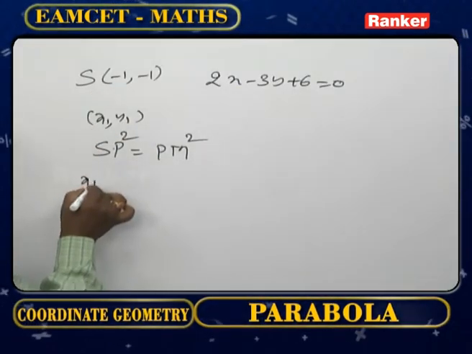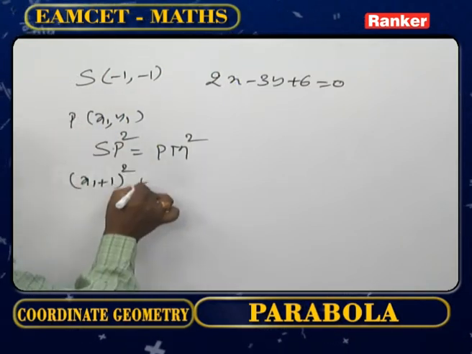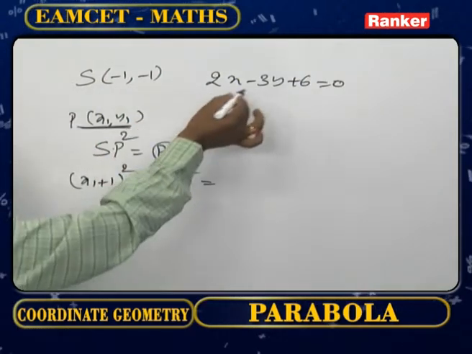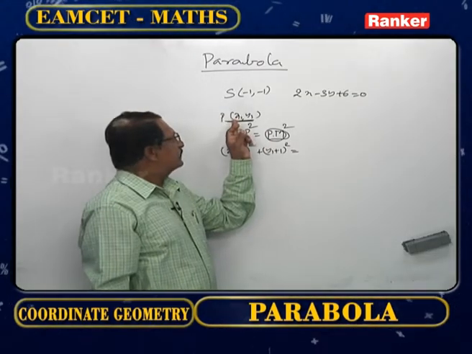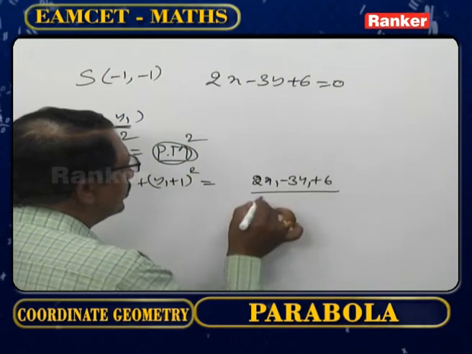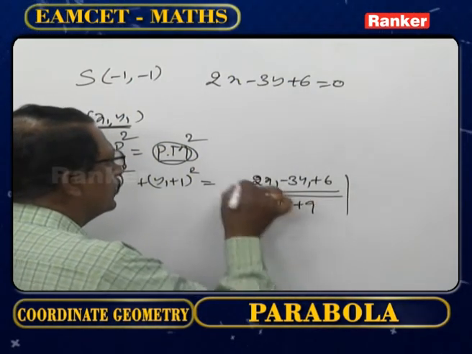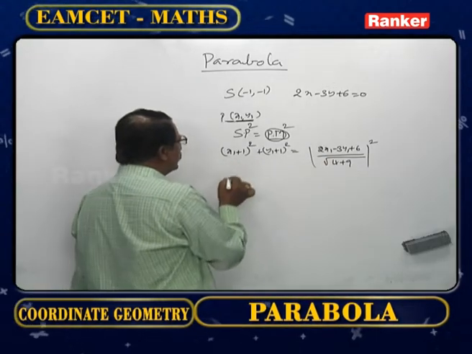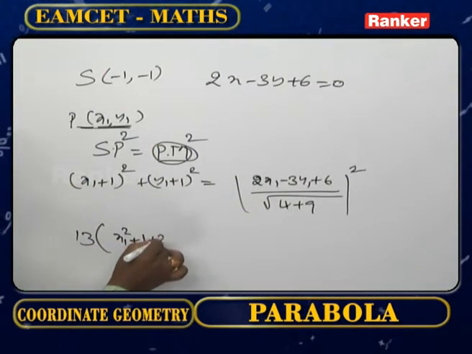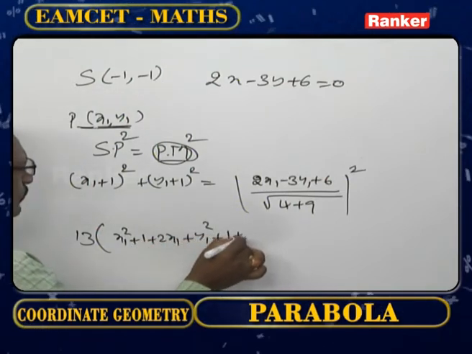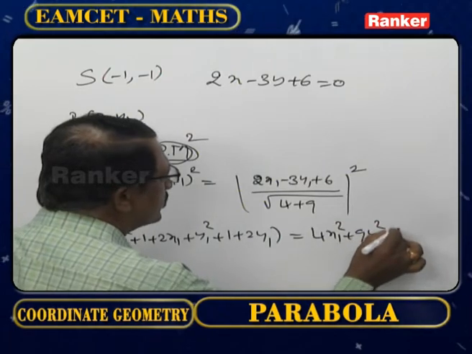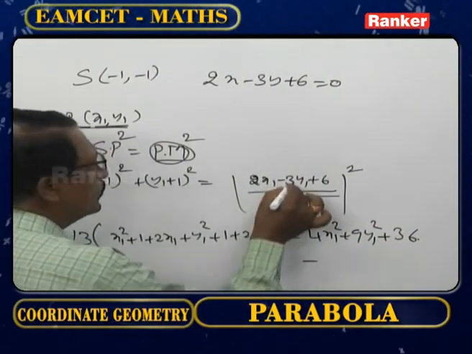Now SP² = (x1 + 1)² + (y1 + 1)², which equals PM². PM is nothing but the perpendicular distance from P(x1, y1) to the directrix, which equals (2x1 - 3y1 + 6)/√(2² + 3²). Now simplifying by cross multiplication, we get 13[(x1² + 1 + 2x1) + (y1² + 1 + 2y1)] = 4x1² + 9y1² + 36 - 12x1y1 + 24x1 - 36y1.